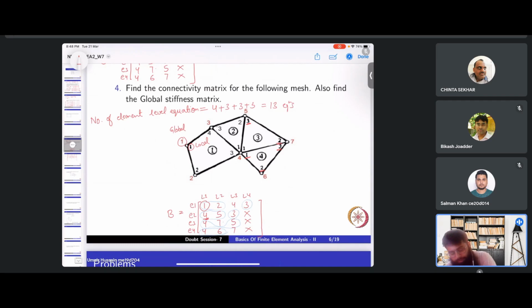And how many global equations do we have? 7. Yes. Global equations are straight away given by the total global degrees of freedom.